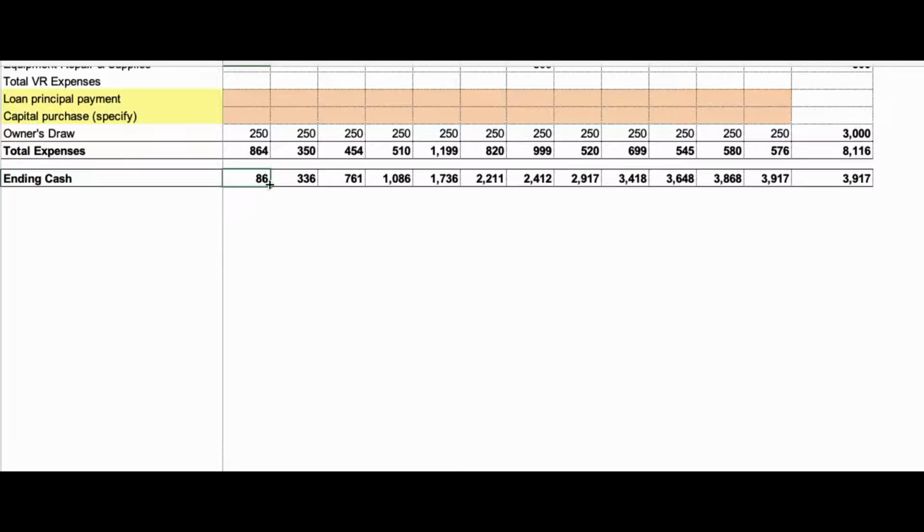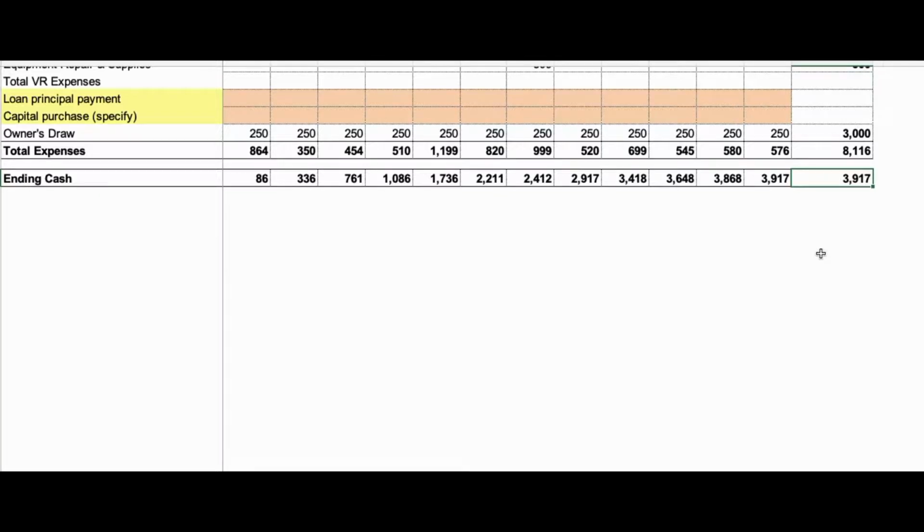In Stephen's case, his financials demonstrate that he will be cash flow positive throughout the year. He'll finish the month of January with $86 of cash. That slowly accrues as he has the sales and the VR support all the way through the year, and he ends up with a cash balance of $3,917 in his business bank account.